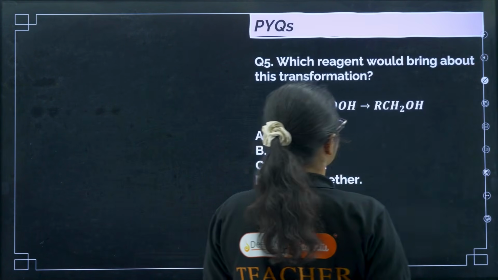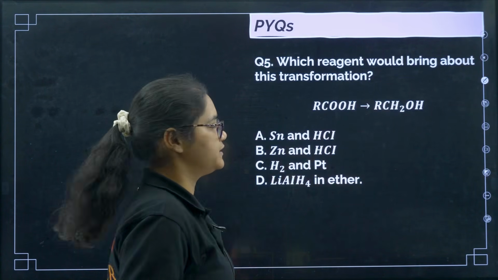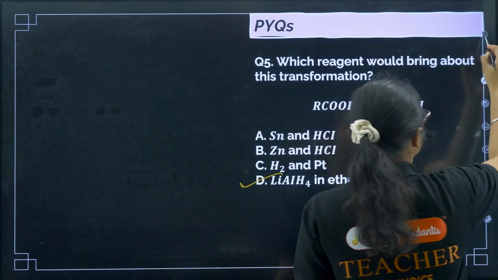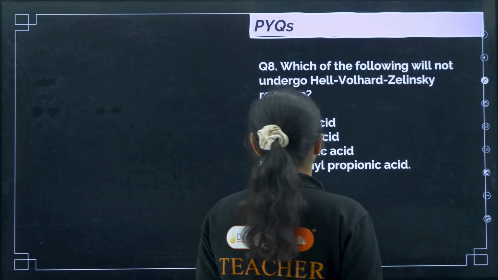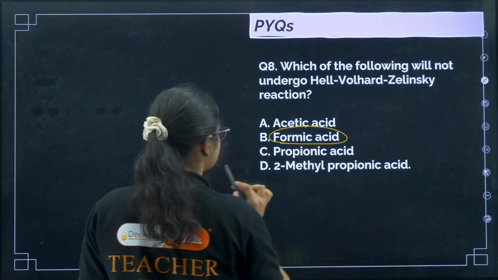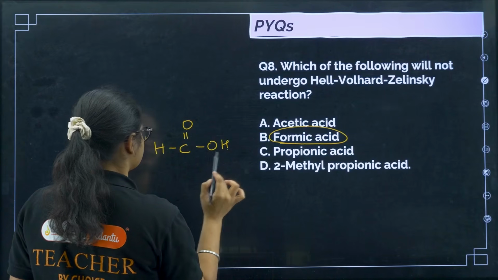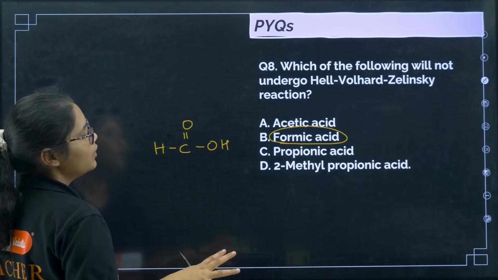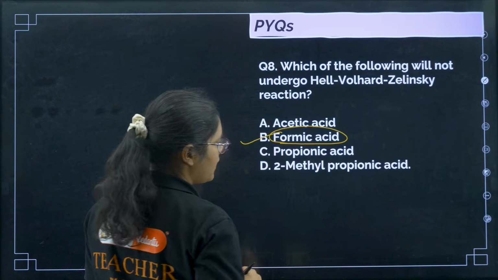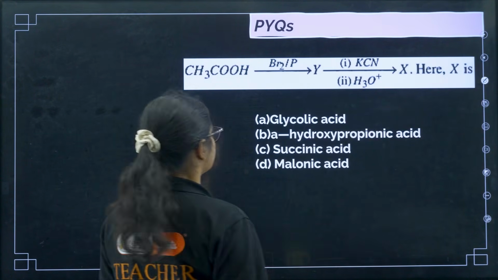next, which reagent would bring about this transformation? RCOOH to RCH2OH, lithium aluminium hydride in ether, right? Option number D. Next, which of the following will not undergo HVZ reaction? Simple question again. Formic acid, if you see, you have H, C double bond O, OH. There is no alpha carbon, no alpha hydrogen, so that is why this has to be the answer. Okay, next. Okay, we'll see this question.